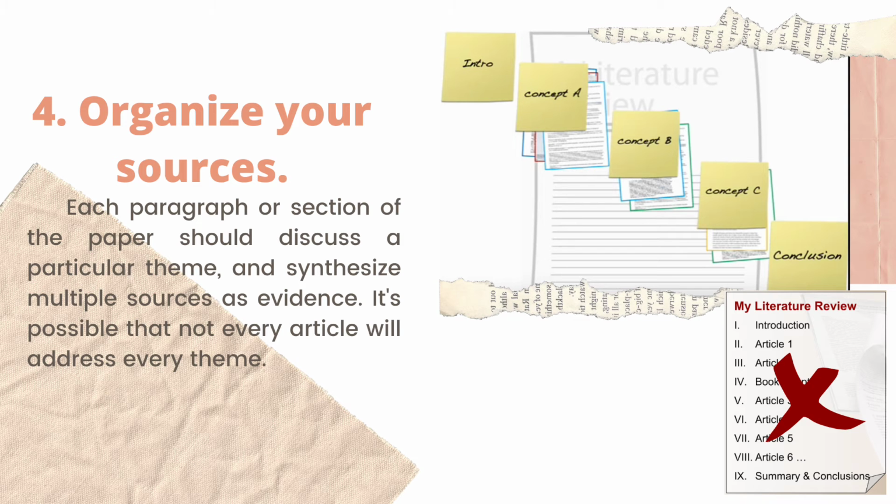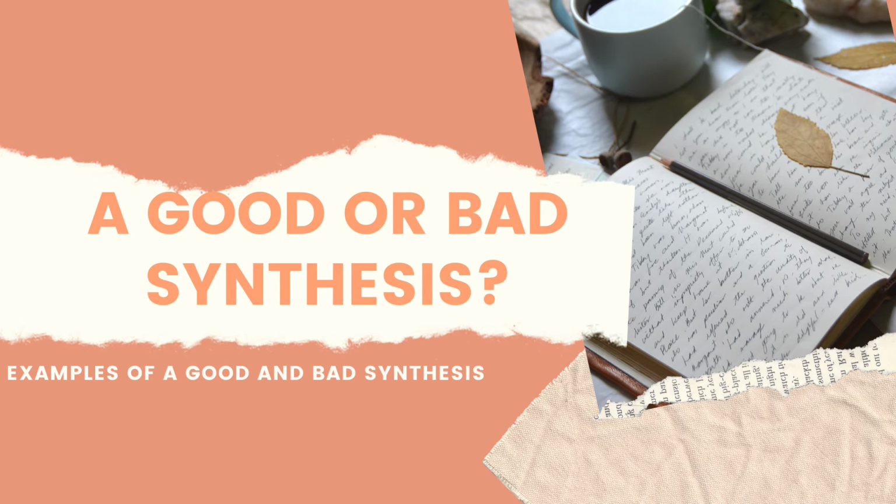And lastly is to organize your sources. Don't write a series of article summaries because each paragraph or section of the paper should discuss a particular theme and synthesize multiple sources as evidence. It is possible that not every article will address every theme. You can organize your sources by theme or concept, and you can use a synthesis matrix that will be discussed later on in organizing your sources. Now, let's take a look at examples of a good and a bad synthesis.